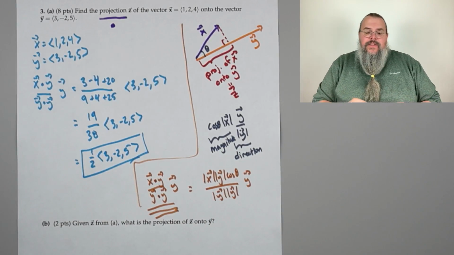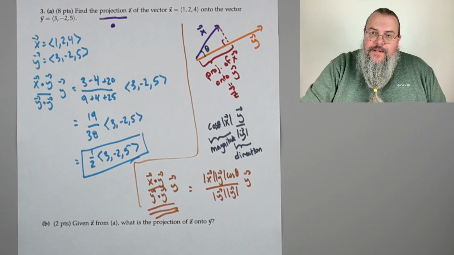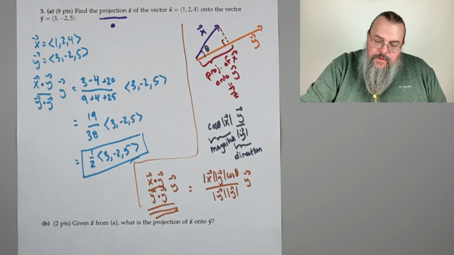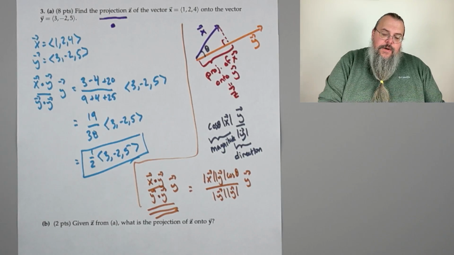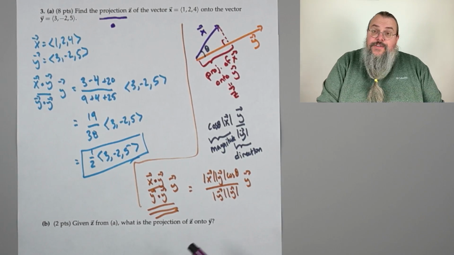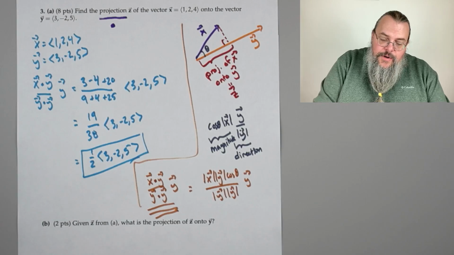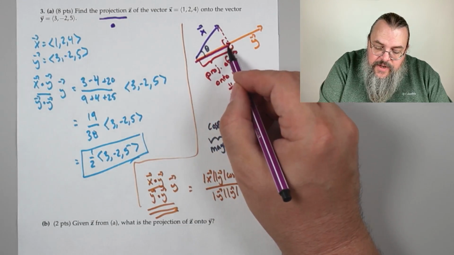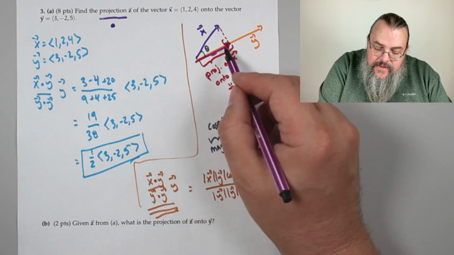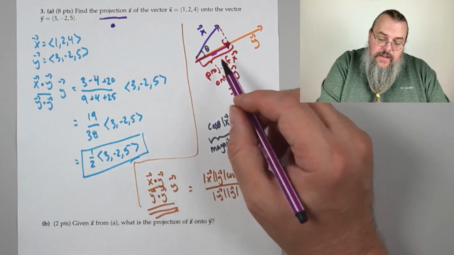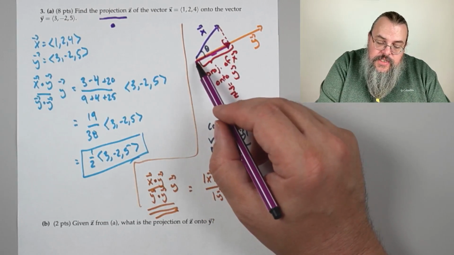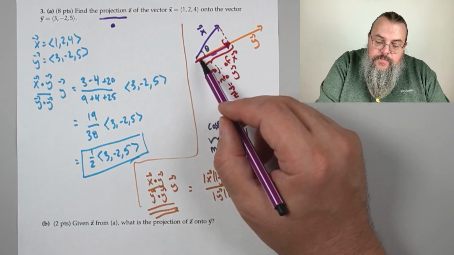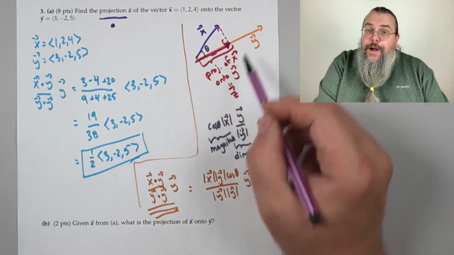Now part B. Suppose we just found z. What is the projection of z onto y? Remember, we said the projection, we didn't draw it, but it's this vector right here. That's z. So now the question is how much of z is pointing in the direction of y?